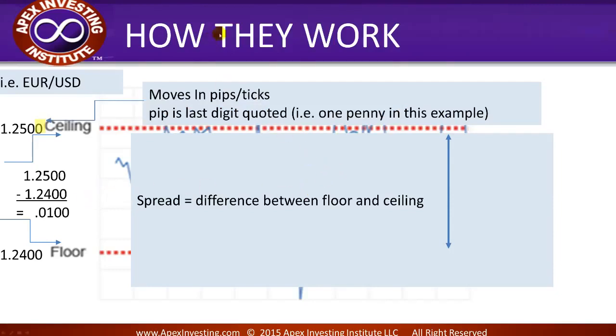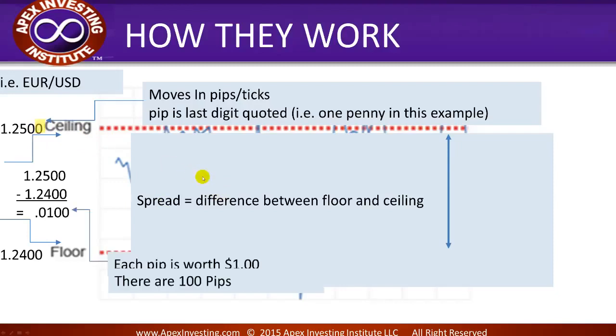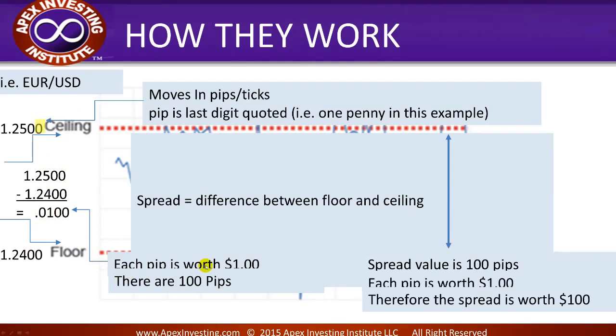So let me put that on there. I don't know, that's a typo. So not a penny, but the last, the 1, the 0 right here in this example. Each pip is worth $1. Okay? So there are 100 pips of value. Maximum value, not the amount you have to pay, okay? So if every pip is worth $1 and there's a 100 pip spread, meaning the difference between the floor and the ceiling, that's 100 pips. Okay? Does everybody get that?